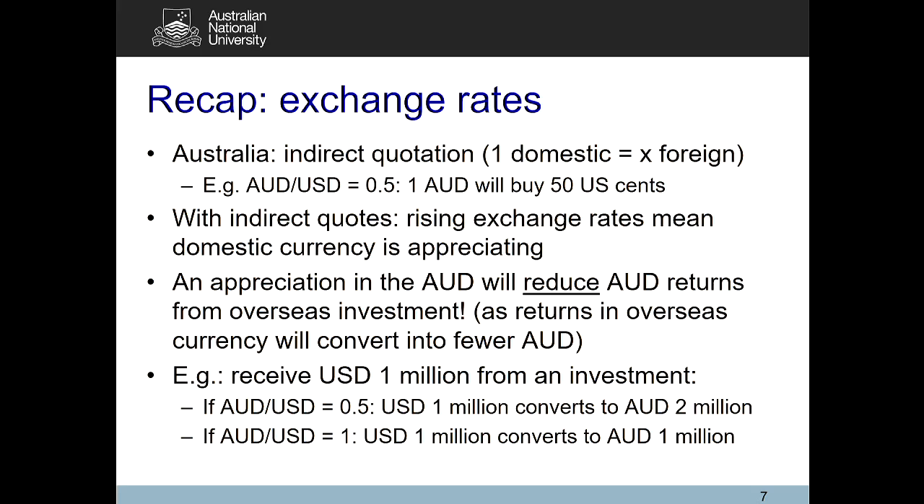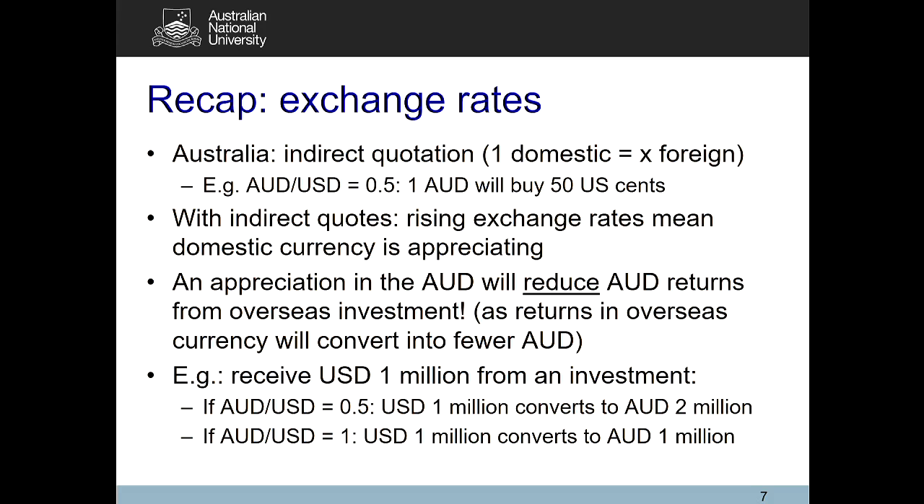Now with indirect quotes, remember rising exchange rates mean the domestic currency is appreciating. So that's the nice thing about indirect quotes. The number goes up, you know the Aussie dollar's going up. Number goes down, Aussie dollar's going down. Whereas you need to flip that if you're in a world of direct quotes.